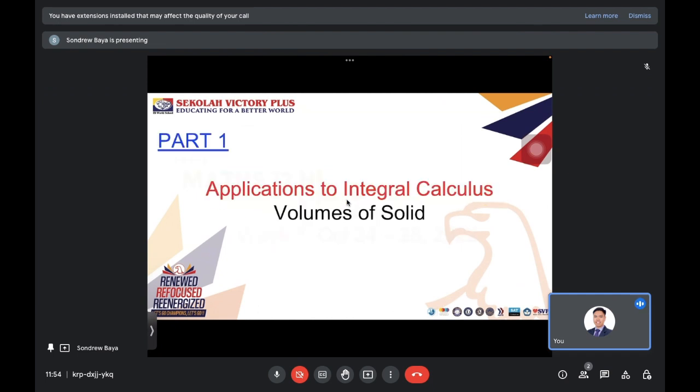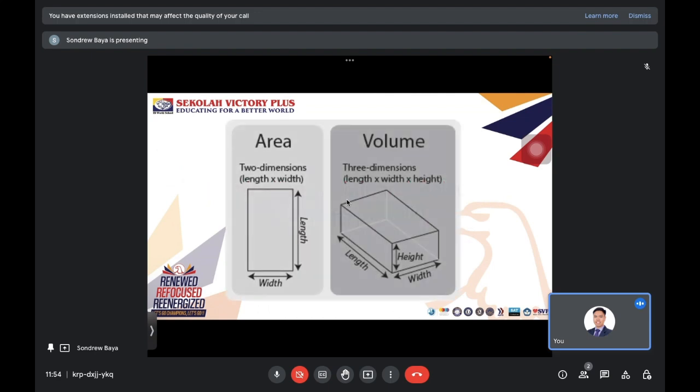So for this particular week, we are going to talk about applications of integral calculus, starting with volumes of solids. Before we begin, let's try to differentiate area and volumes.